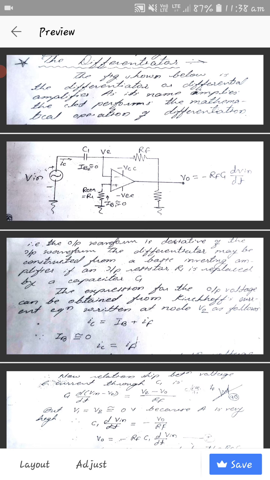At the output there is one load resistor RL, and across RL we get the output voltage. The circuit in the figure is the differentiator, also known as a differential amplifier or differentiator. As its name indicates, the circuit performs the mathematical operation of differentiation. Which operation does it perform? The differentiation operation.